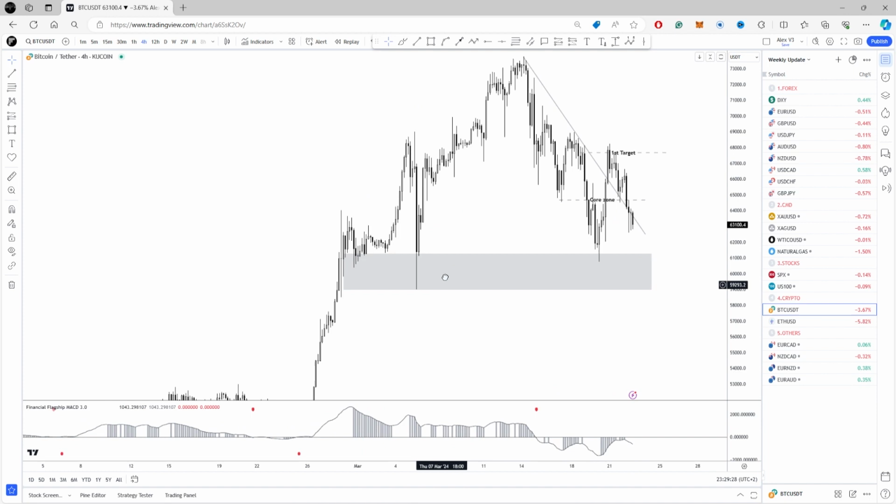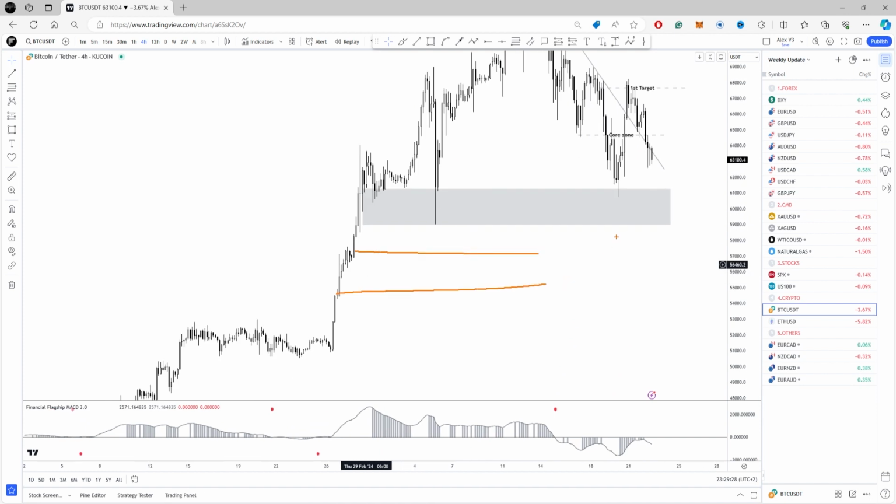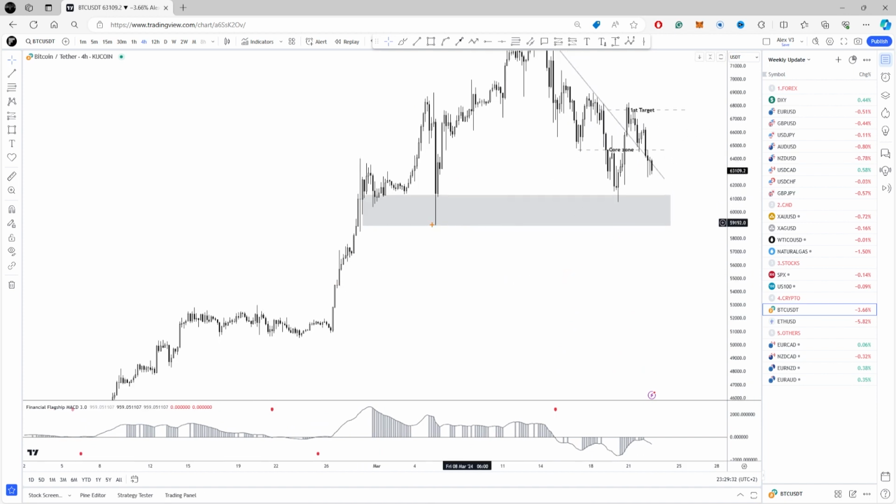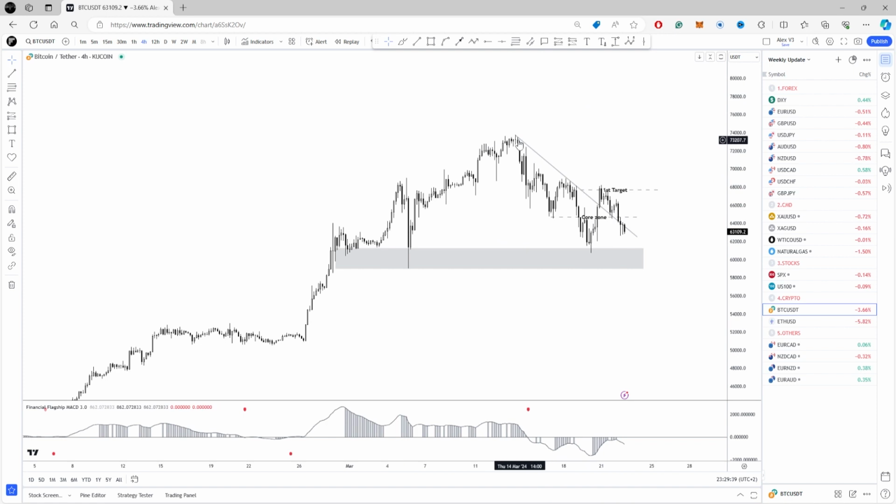There's plenty of liquidity to collect at these levels here, so it will not be a surprise if the price drops here, comes back down, takes out this level, and then pushes back up. So we have to be a bit patient. The price will continue to go back up, break out, and create a new all-time high.